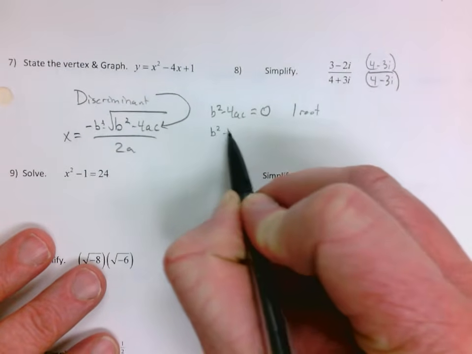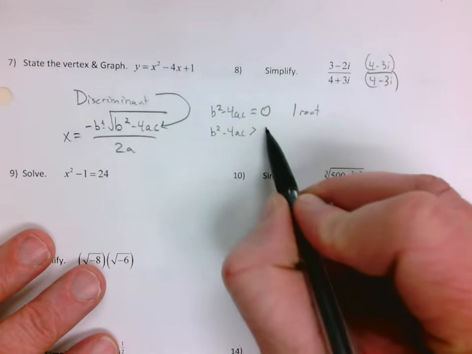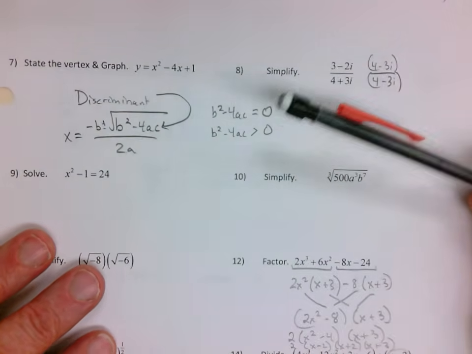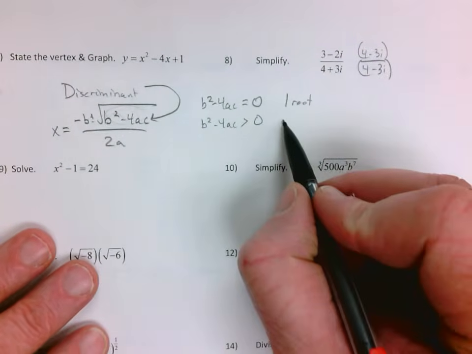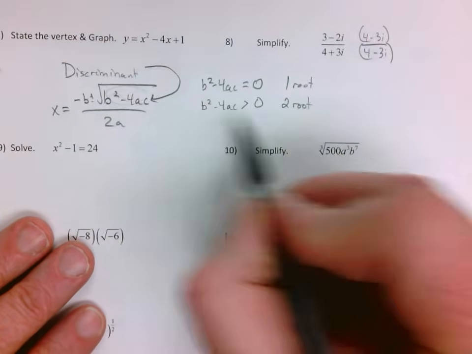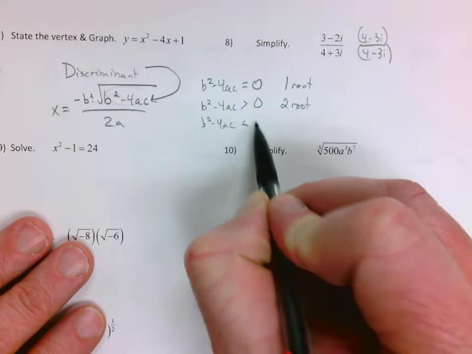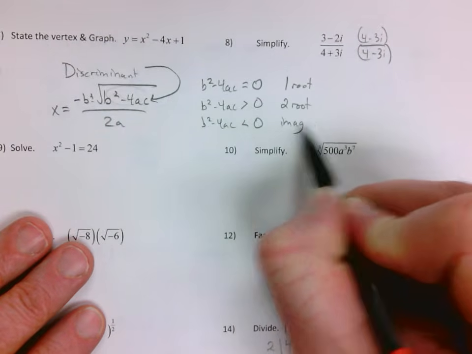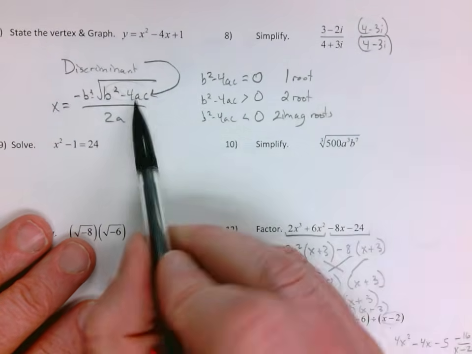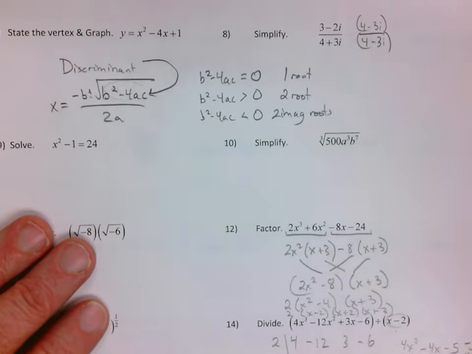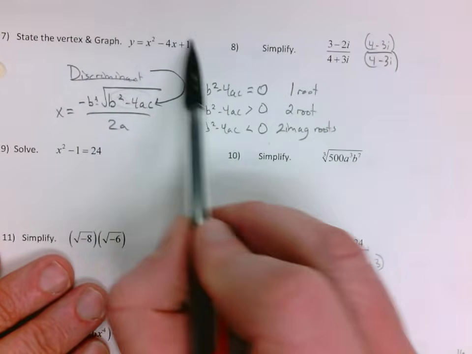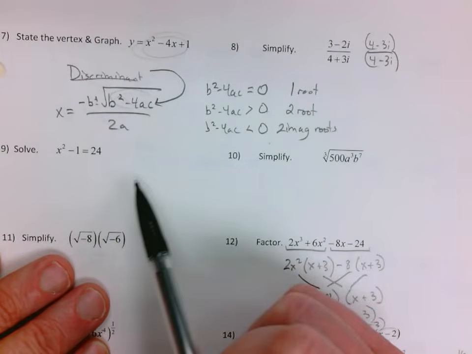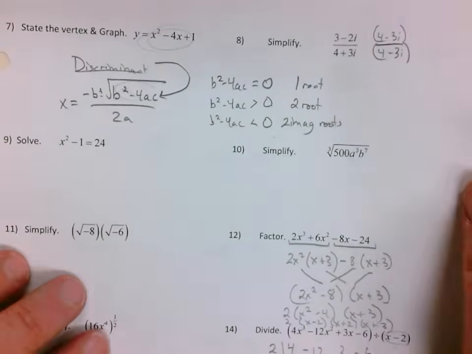If b squared minus 4ac is greater than 0, that means we have 2 roots, because we're doing plus or minus a radical. And if b squared minus 4ac is less than 0, we have imaginary roots. So 2 of them, because that would be an i that goes in there. So we have the three cases. If they ask about the discriminant, you could just do the quadratic formula and see what kind of solutions you get to answer that. It's a little faster though. If it asks you about the discriminant, that's what it's talking about.